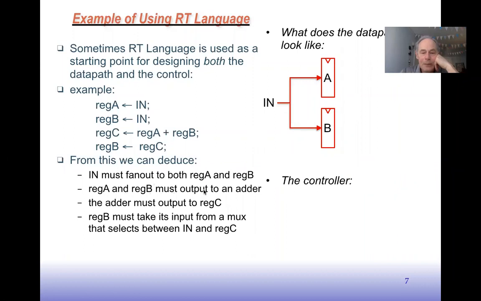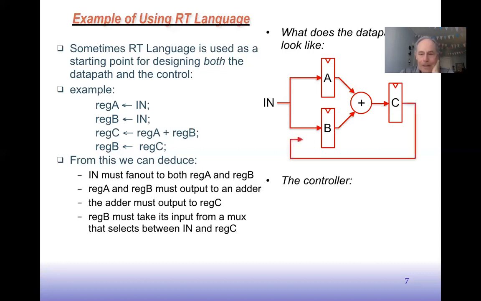Register A and register B must output to an adder, right? Because we're adding these 2 register values together, so we know we need an adder in here. So we put the adder in here. And then we know that the output of the addition goes to register C, so we put register C there and wire that up. And then from here, register C gets fed back into B. Right? So we need a wire that goes back like that.